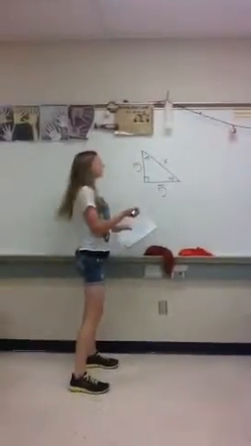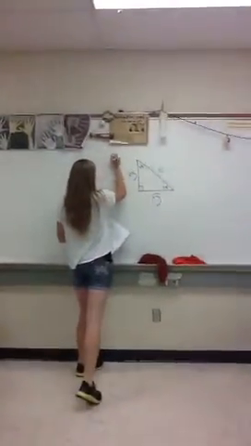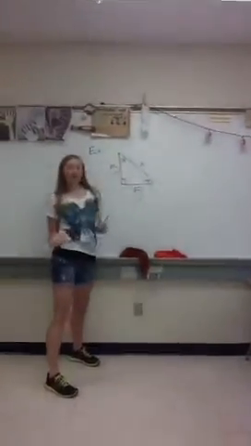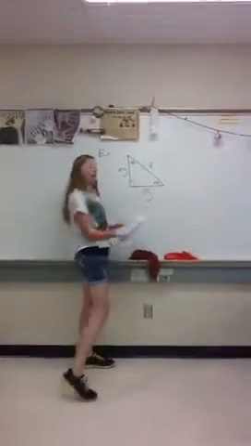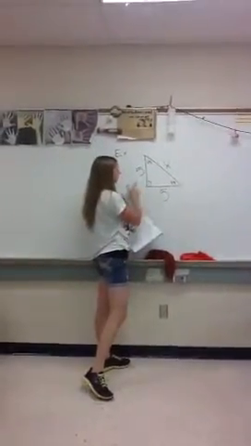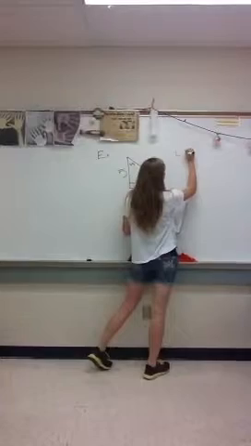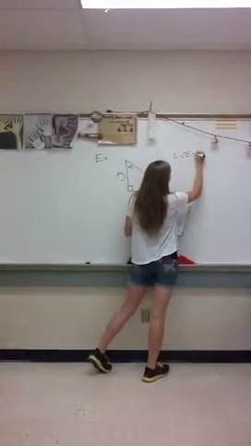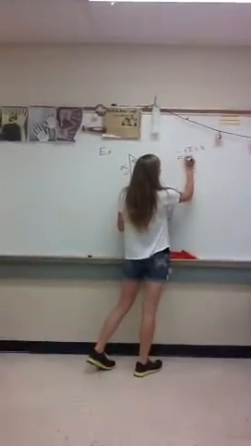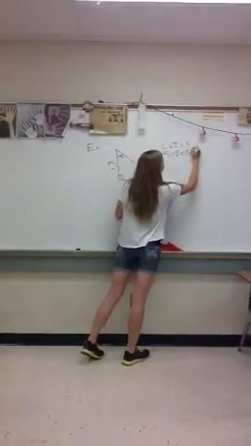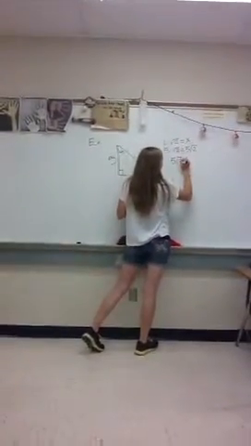Okay, here's our example for a 45, 45, 90 triangle. We are going to find the hypotenuse. Since the legs are the same, we're going to do leg times radical 2 equals x. The leg is 5, and then we multiply that by radical 2, and we get 5 radical 2.